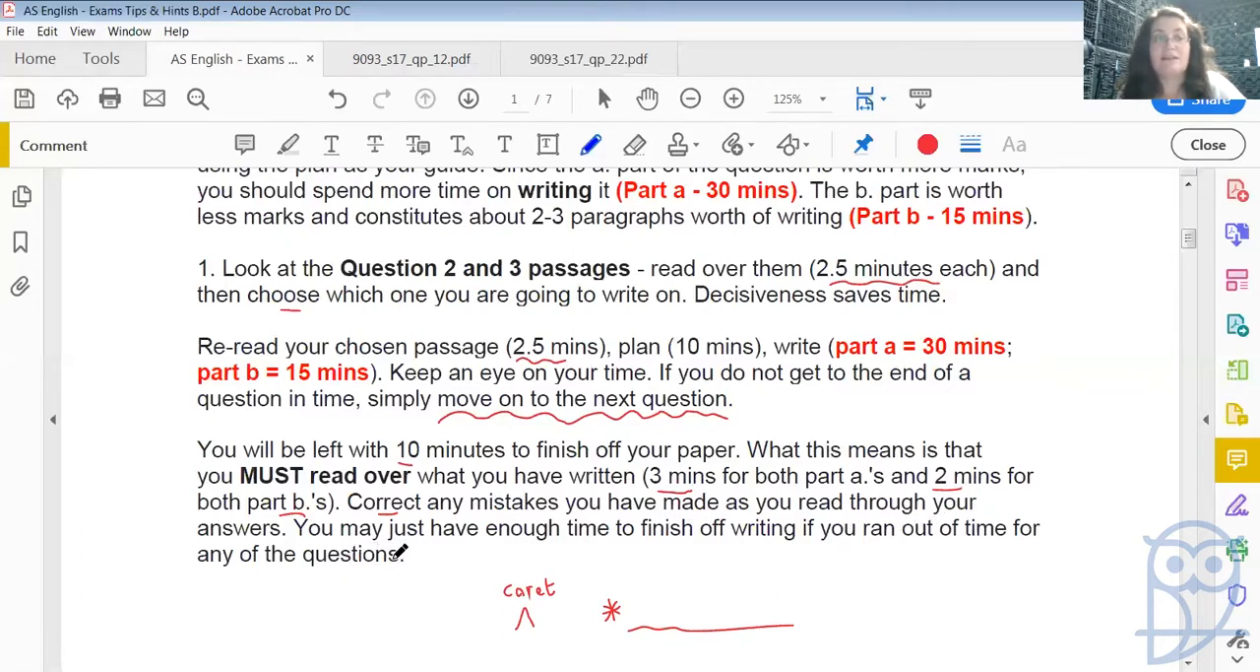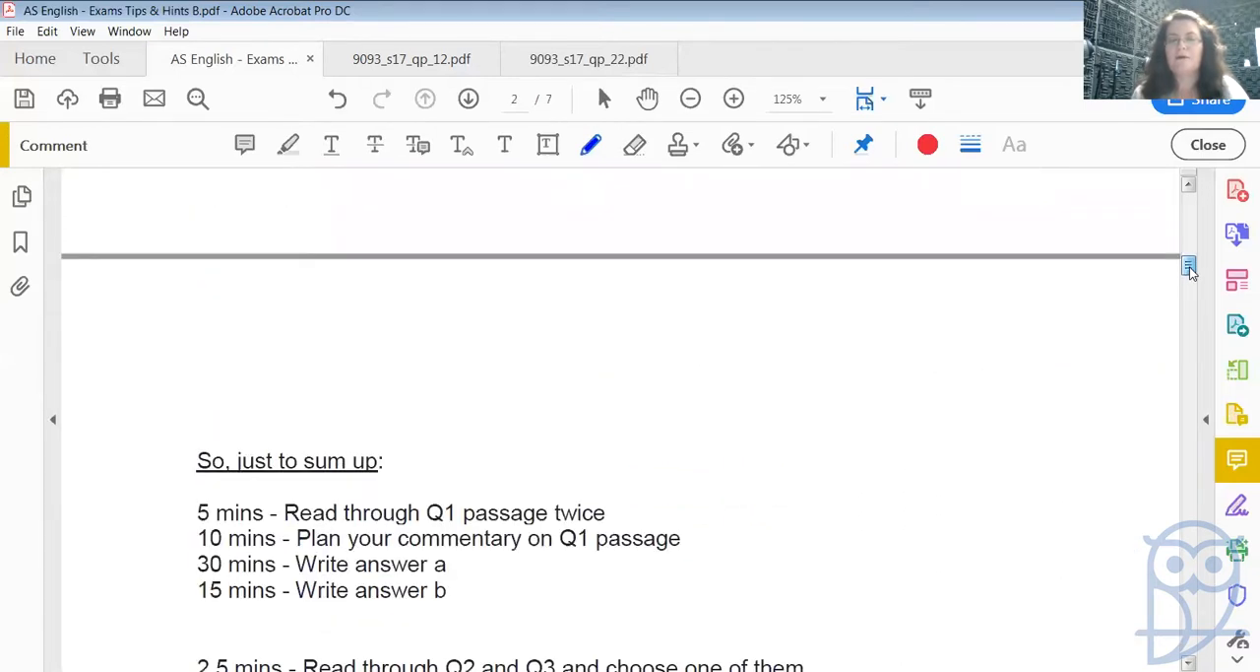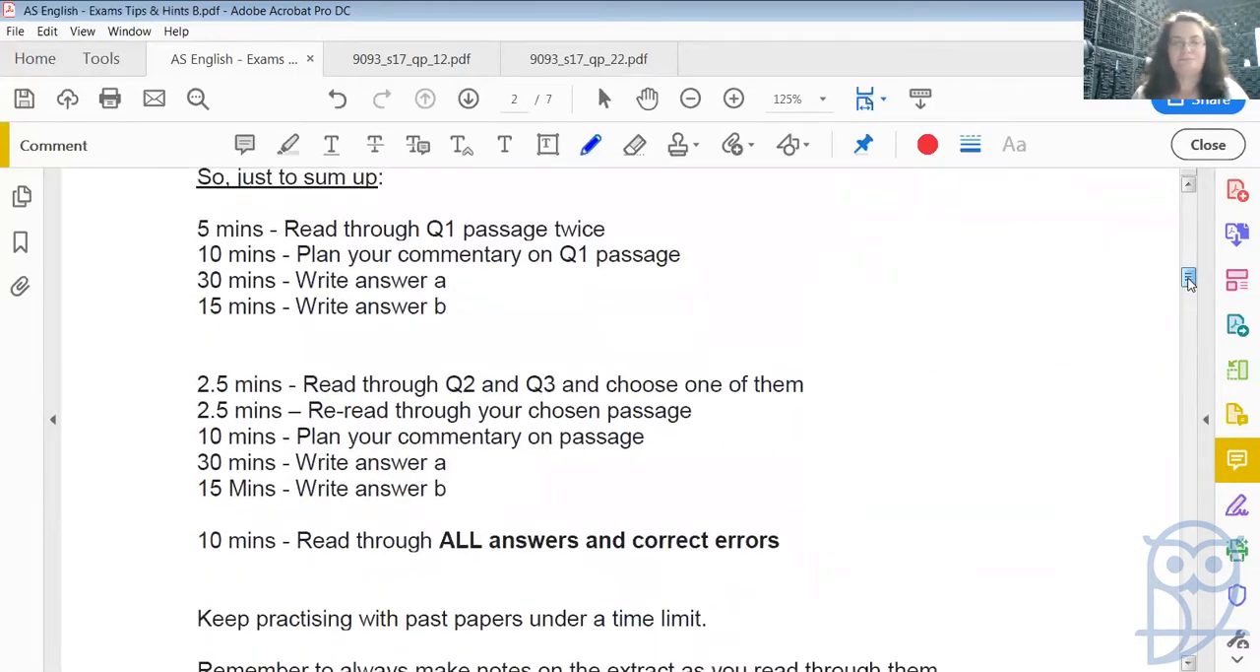Okay, so if you didn't plan your time well, you might struggle to read over everything and fix it, but just try your best to make time for this, because it might earn you a few more marks, and that could make all the difference in terms of the grade that you are given.